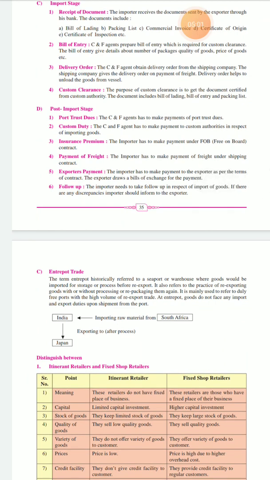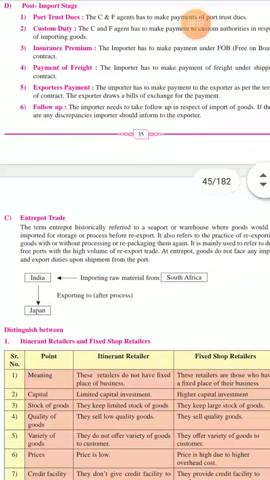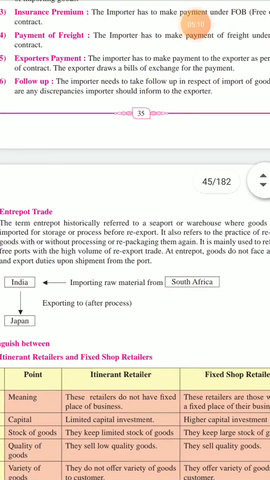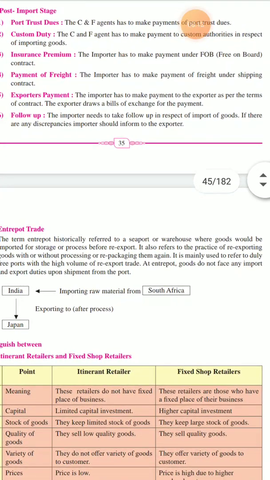Now entry port trade is what is referred to as seaport or warehouse. In older days we used to call them seaport or warehouse, where goods would be imported for storage or processing before re-export. Here goods are imported from another country, we store them here or process them, and then they are exported to another country. For example, we take raw material from somewhere, process it, make finished goods and export them again somewhere. What do we call that? The re-export stage.